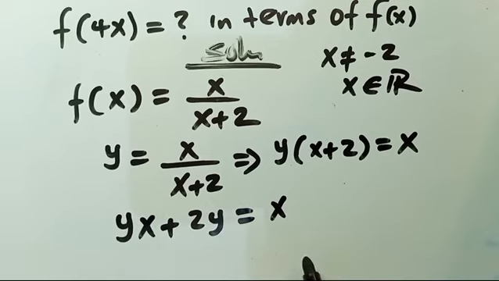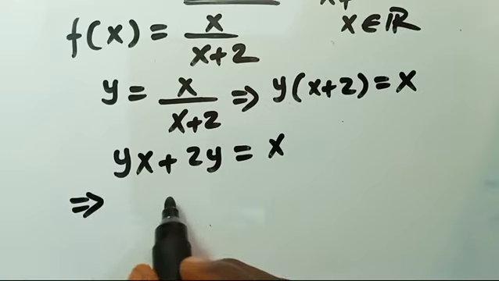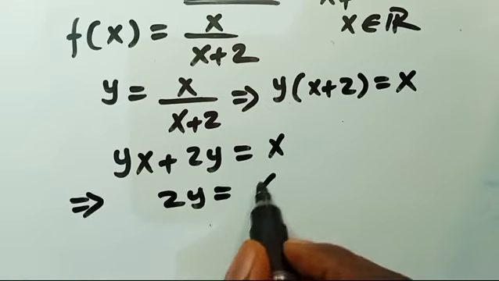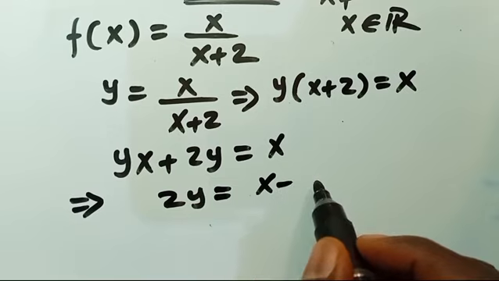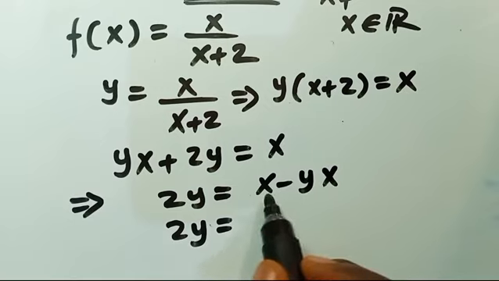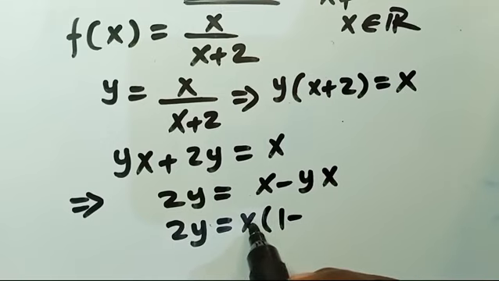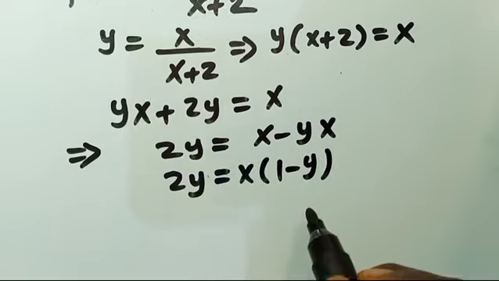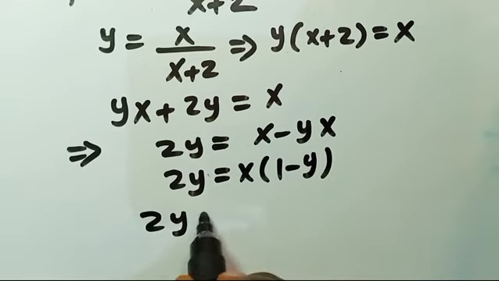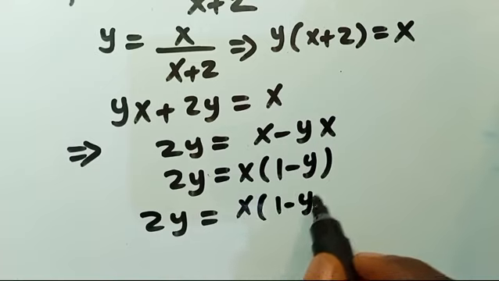So from here, by arranging this expression, we are going to have 2y to be equals x minus yx. Then we have 2y equals, what is common between this and this is x. X divided by x will be 1. Yx divided by x here will be y. So we have 2y equals x times y, 1 minus y in parentheses.